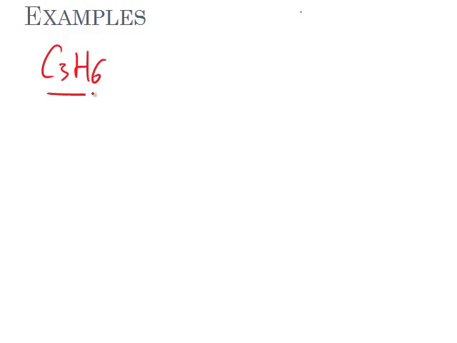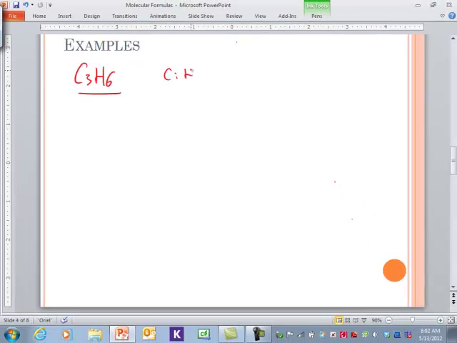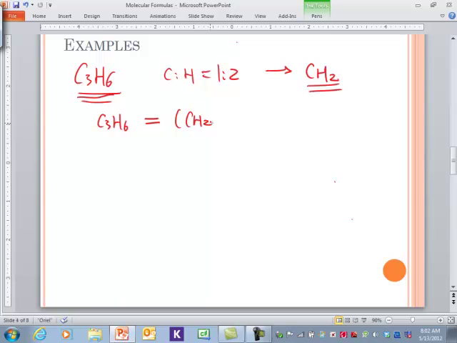One of the other examples I'm going to show you is this particular compound, C3H6. As you can see, the ratio is 1 to 2, so the empirical formula will be CH2, but the molecular formula is C3H6. Also, you start noticing C3H6 is equivalent to CH2 with a 3 outside. Essentially, the molecule is composed of three empirical formulas for that compound.